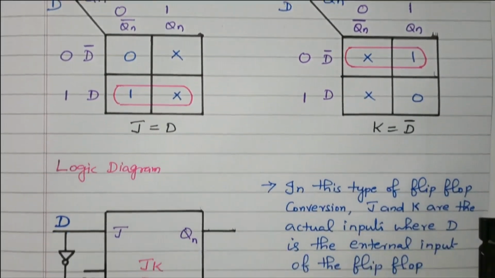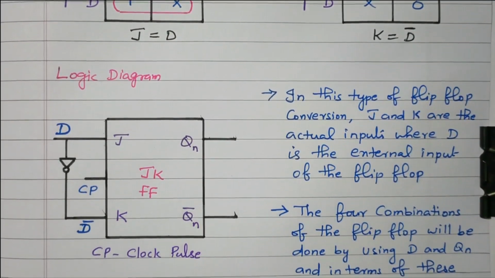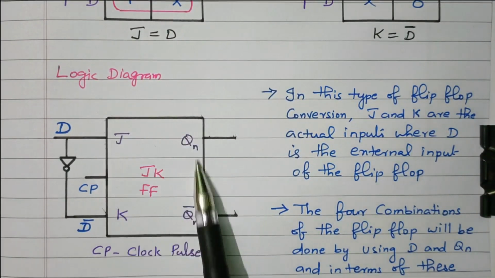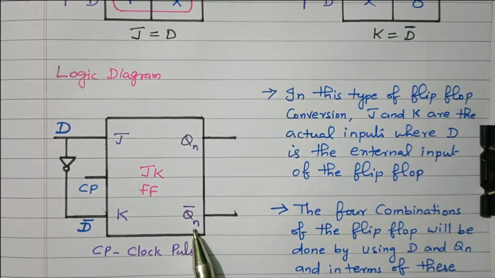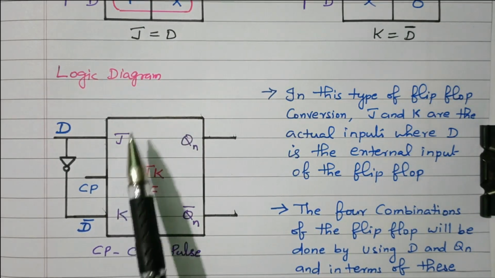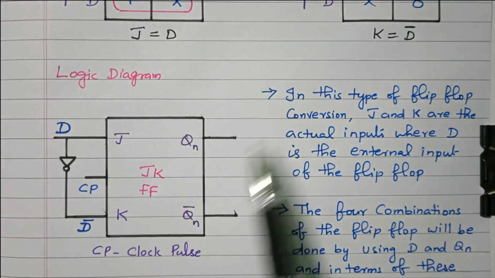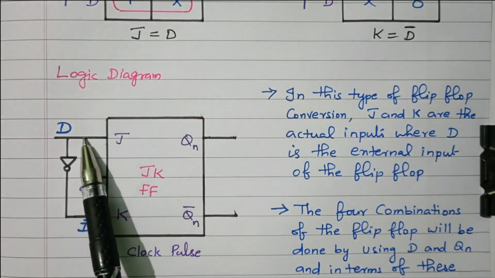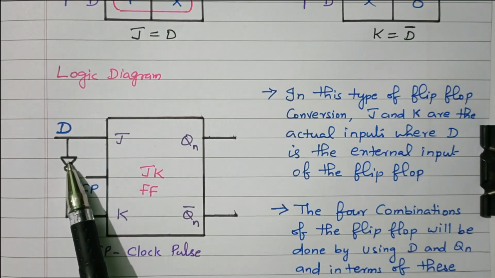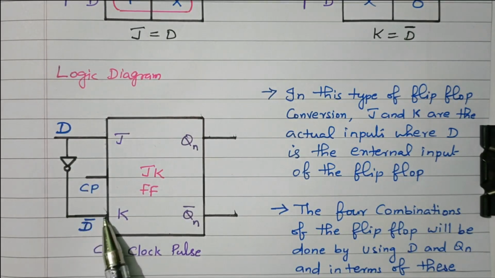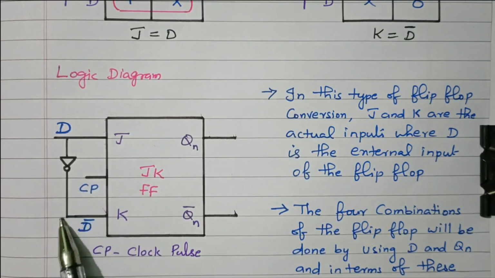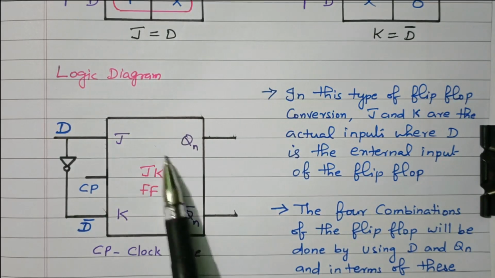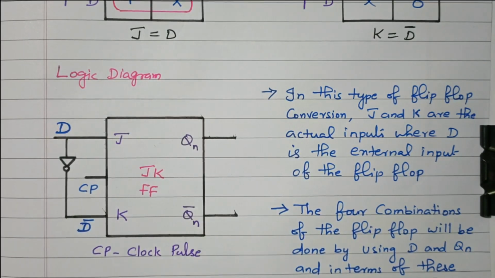Now we'll see the logic diagram. So this is the logic diagram. The JK flip-flop is available with J input, K input, Qn output, and Qn bar, the complement of the output. So what is the input to the flip-flop? J is D. K is nothing but D bar. So D is directly connected to J. By using one NOT gate, D bar is obtained and connected to K. This is the clock pulse. So D is given to J, D bar is given to K, so that this JK flip-flop will be converted into a D flip-flop.